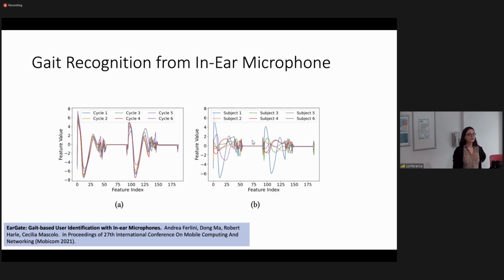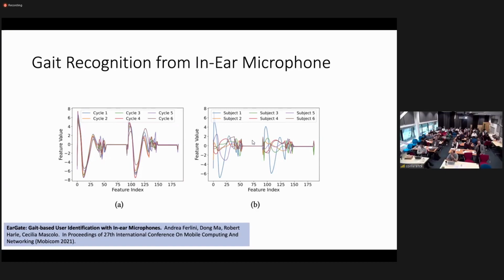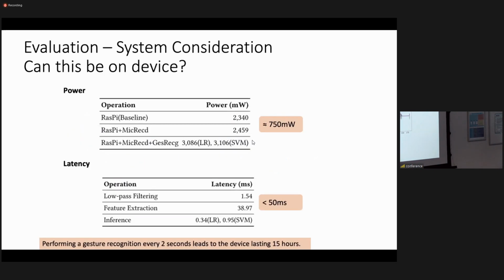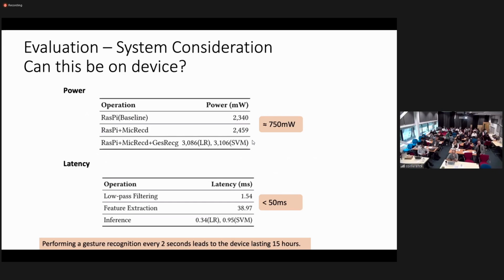Gait recognition. We all walk differently. Can we recognize that? This is the same person with various cycles of steps, very aligned, different people, all over the place. So can we use it to recognize if it's, if you could use it for authentication, perhaps, start considering that.